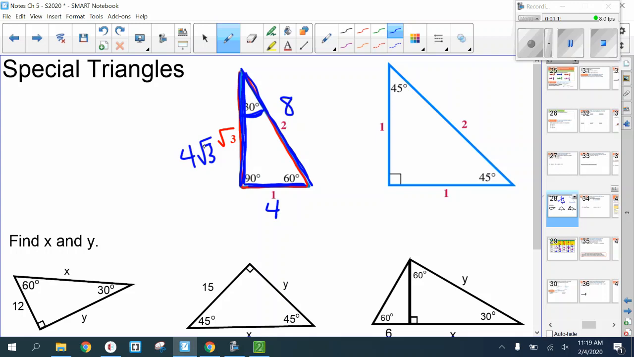That's your pattern, and it's going to repeat itself over and over. If that was 7, then this would be 14, and this would be 7 times the square root of 3. As soon as you learn that pattern, you're going to be good at these, you're going to be faster at these.